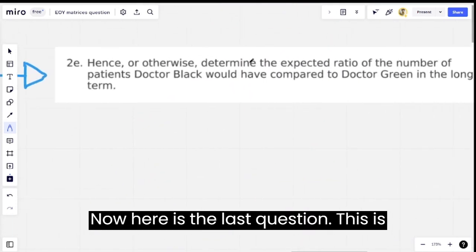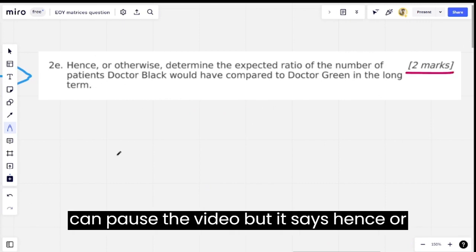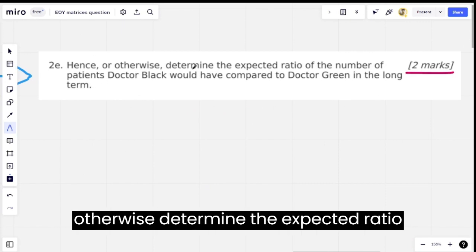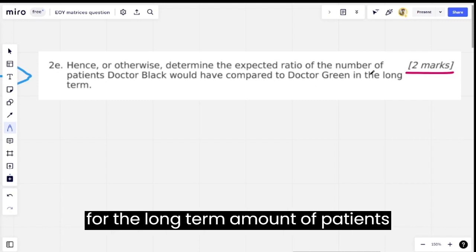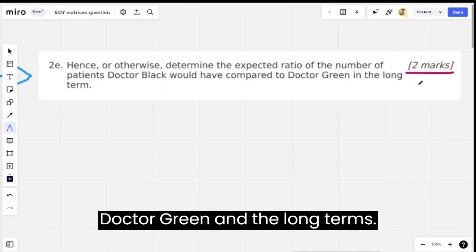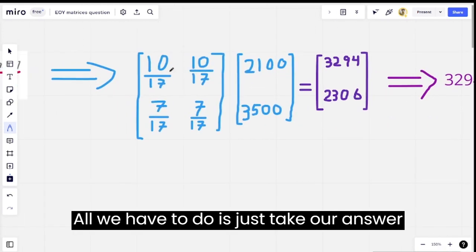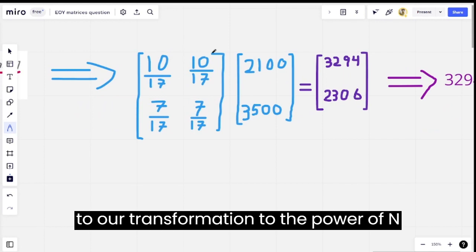Now, here is the last question. This is only a 2-mark question. You can pause the video, but it says, hence or otherwise determine the expected ratio for the long-term amount of patients Dr. Black would have compared to Dr. Green in the long term. All we have to do is just take our answer t, our transformation to the power of n, because it's the long term.